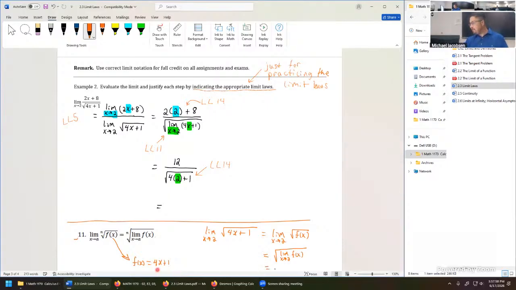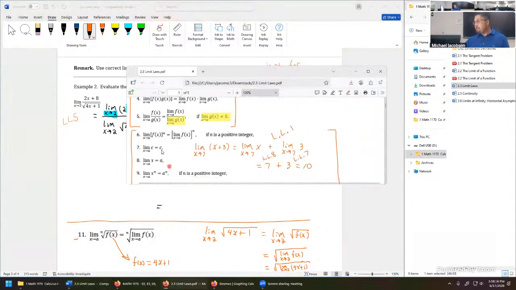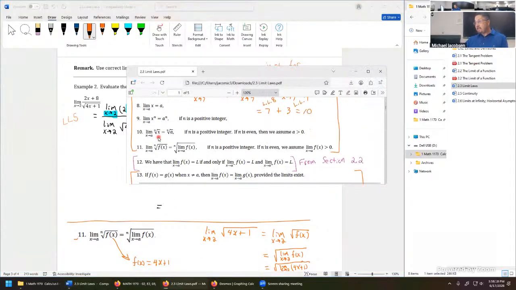We put in square root, limit x tends towards 2 of 4x plus 1. So this is the long form answer to the question, but really the short answer is f of x is just any function whatsoever. It could be possibly just x, in which case limit law 11 and limit law 10 are saying the same thing.